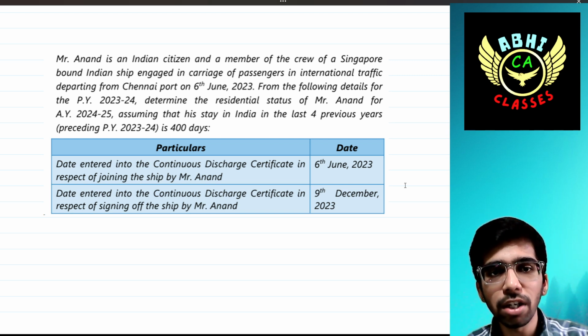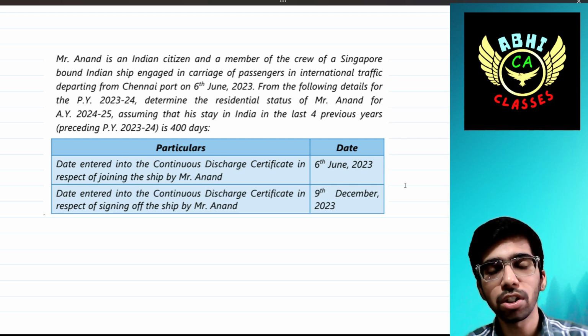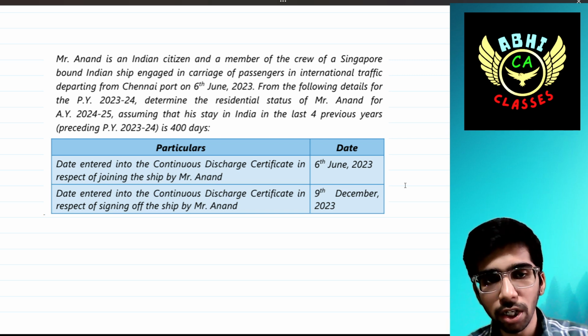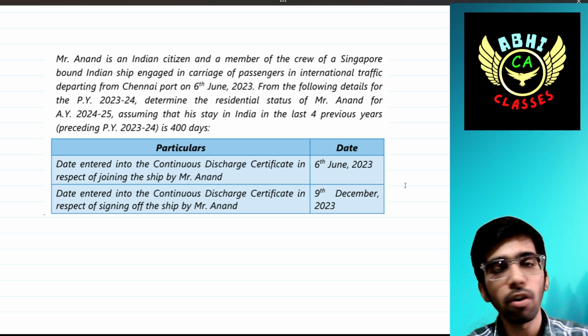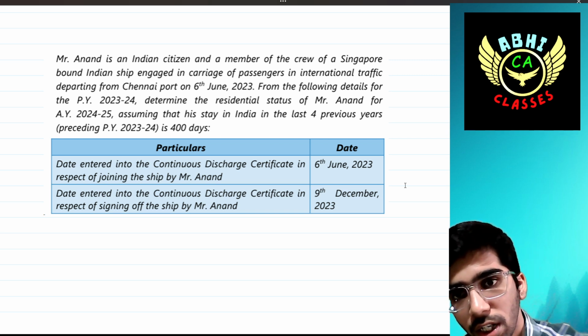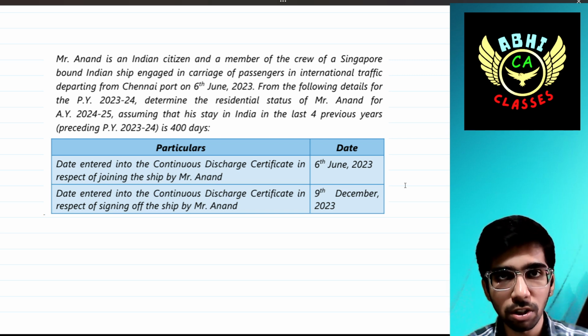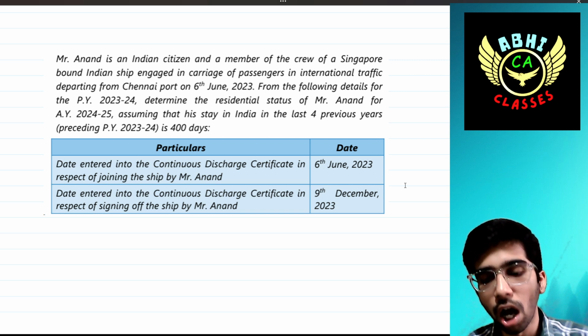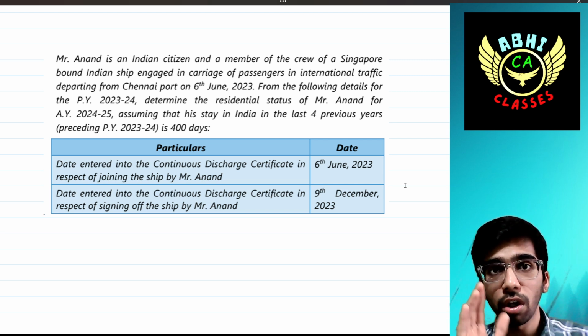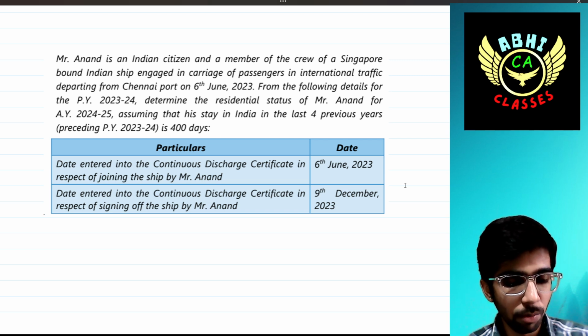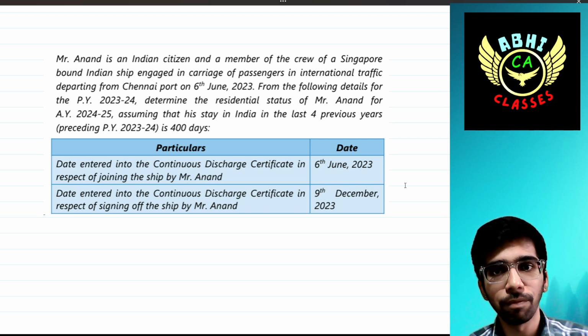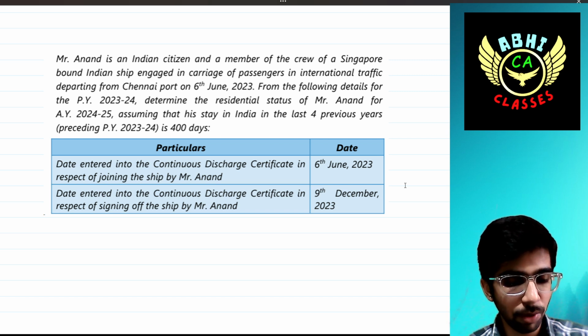The date entered into the continuous discharge certificate in respect of joining the ship is 6th June 2023. The date entered in respect of signing off is 9th December 2023. From 6th June to 9th December, he will not be there in India. So how many days in between? We should count the 6th June also. June: 30 minus 6, but we should add the 6th also, plus 1, so 25 days in June.